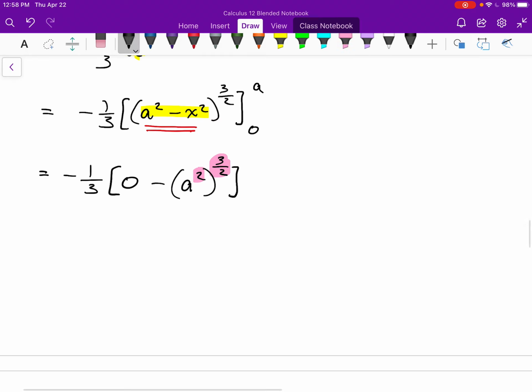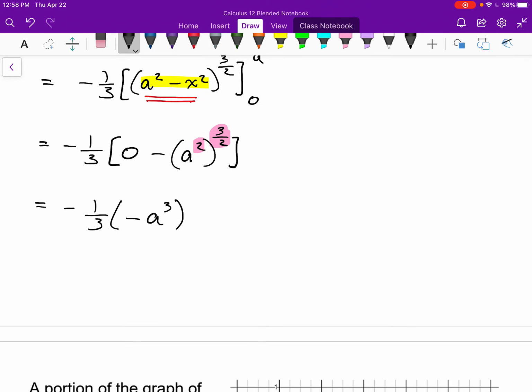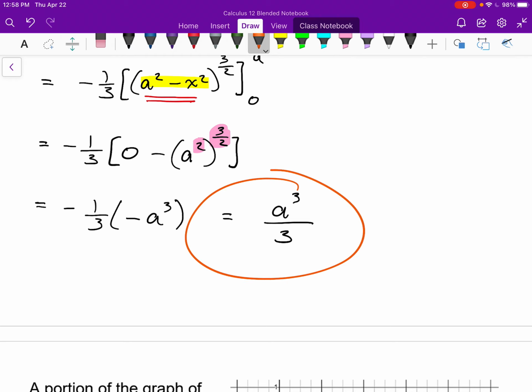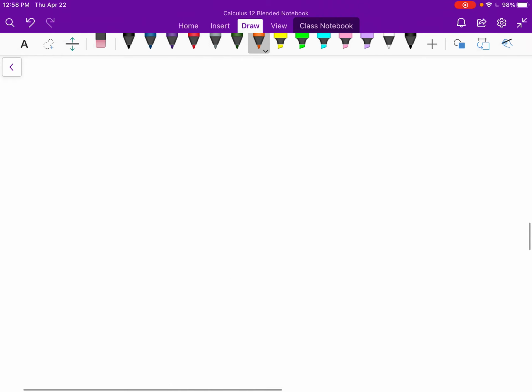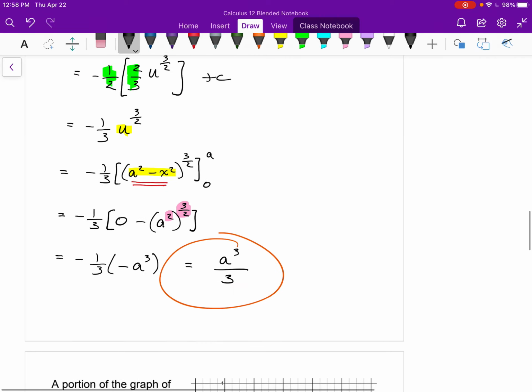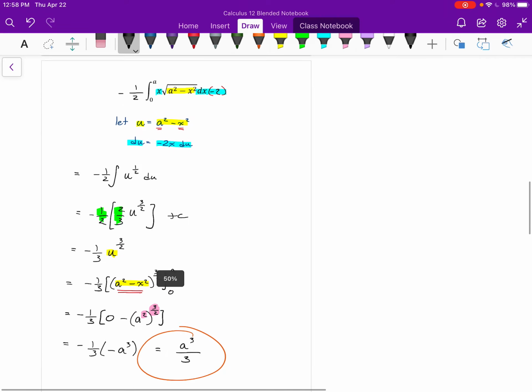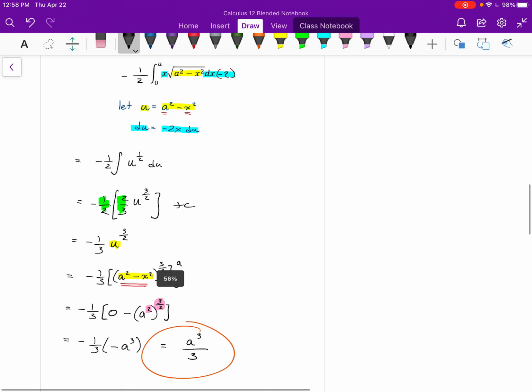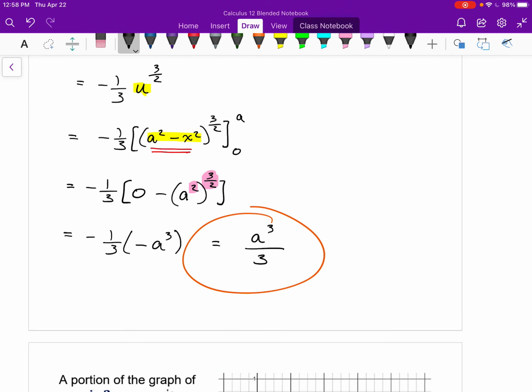And so this is now going to start simplifying really quite nicely. I have just minus a cubed. And then looking at that, I have negative 1/3 times negative a cubed. That's the same as just a cubed over 3. There we go. Remember, that's not an antiderivative. And my a looks like a 9 there. That is not an antiderivative. That is, let me fix that up. That is the definite integral. That is the area under this curve from 0 to a. And again, depending on what a is, well, you can see how that's going to affect the overall area.